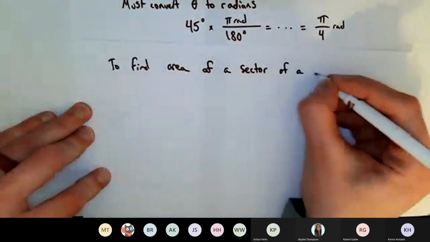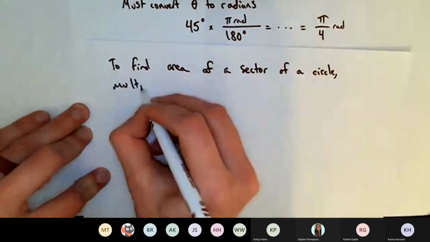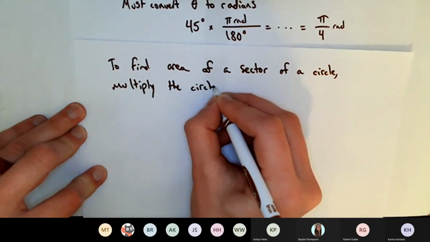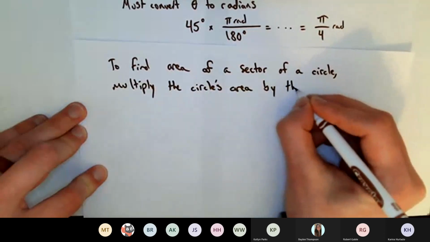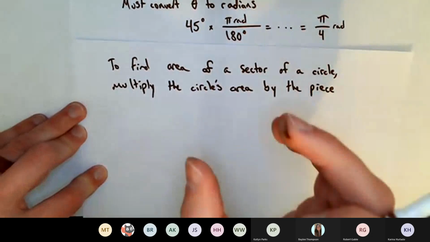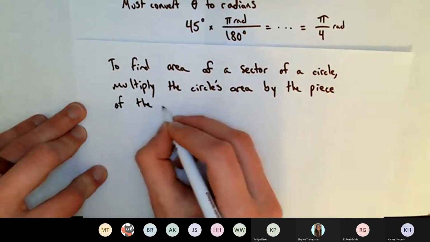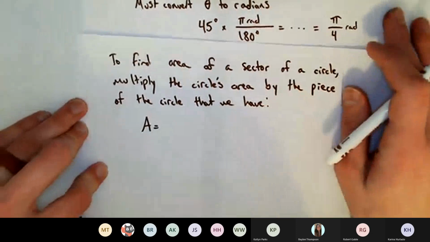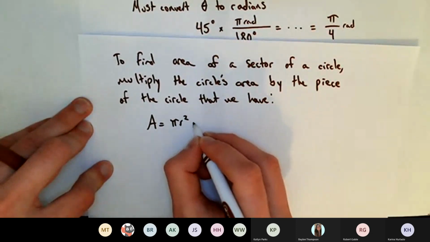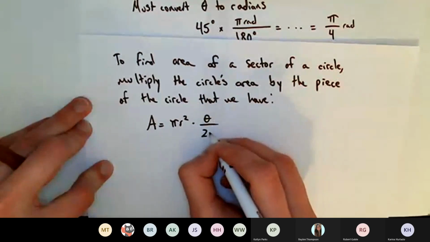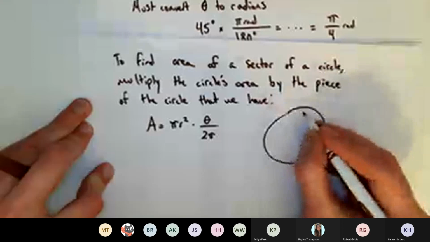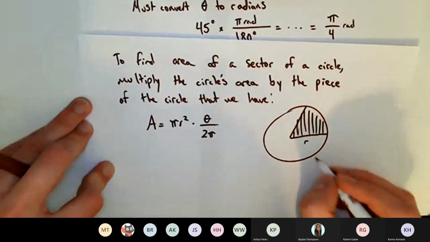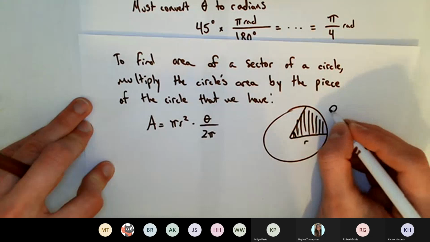To find area of a sector of a circle, we multiply. Last time we multiplied circumference because that was the entire arc length, but now we're going to multiply the circle's area by the piece of the circle that we have. By the way, that piece of the circle that we have will be the same theta over 2 pi. So A will be equal to circle's area, which is pi r squared, and then times the piece of the circle that we have, which would be theta over 2 pi. So what I'm doing is finding the area in here with some angle theta, some r. So this angle here, that's theta.